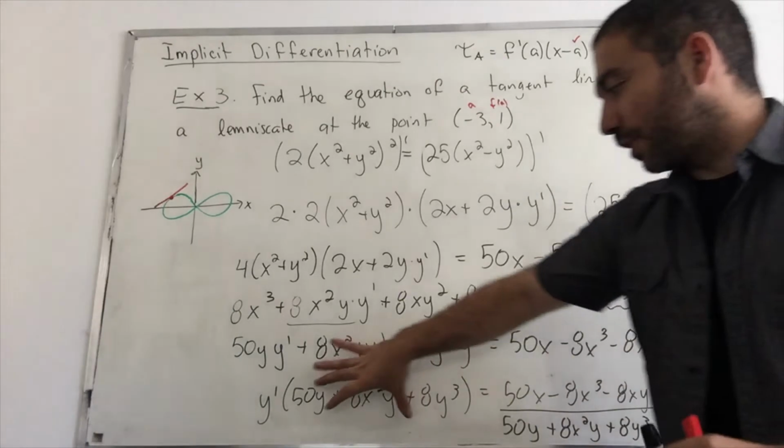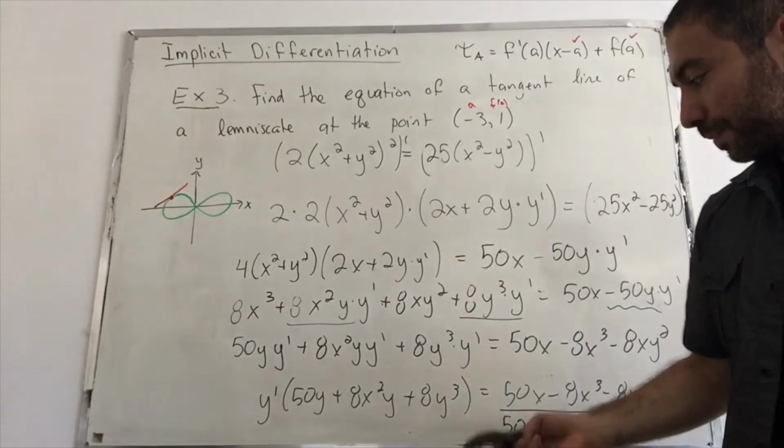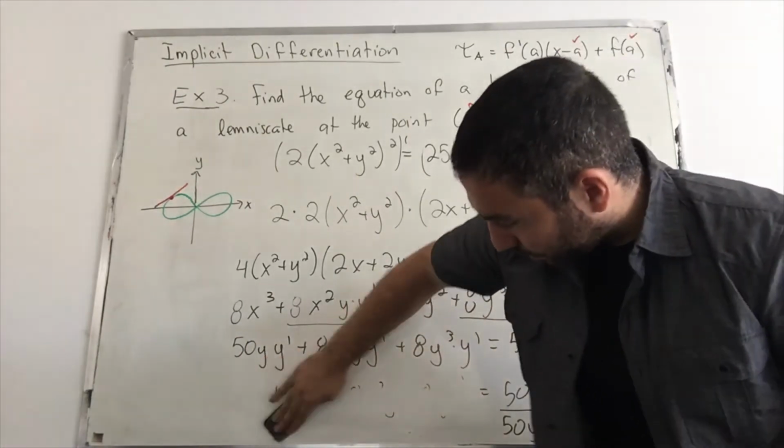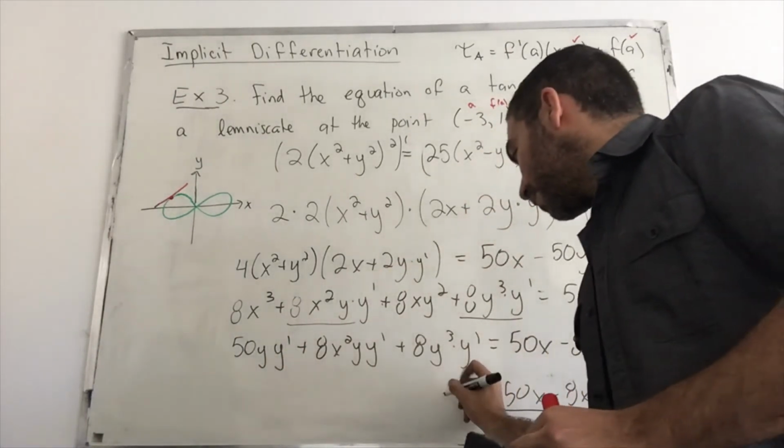Okay, so I took this whole term here. It's multiplying the y prime. We're just going to divide it. This gives us y prime.